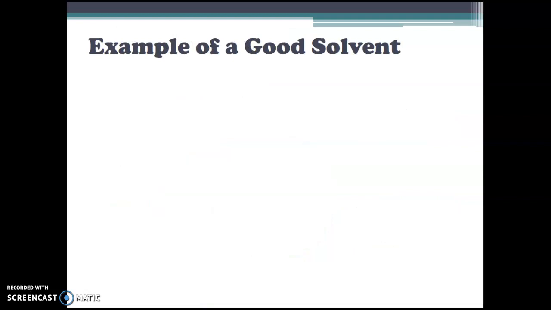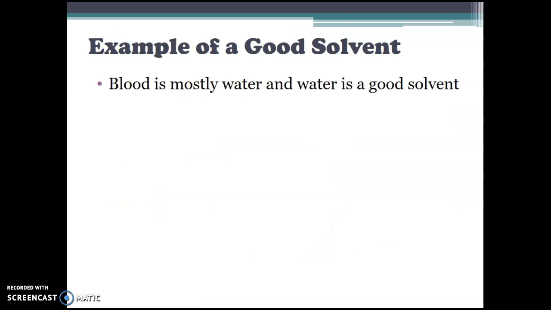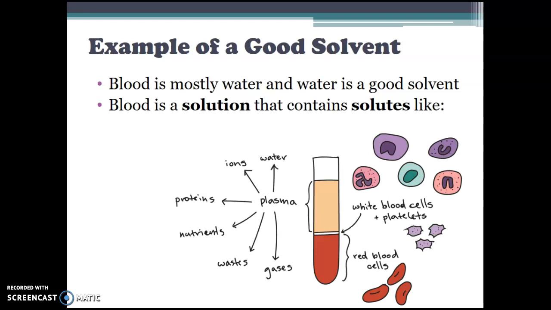An example of a really good solvent is our blood. Our blood is made mostly of water, which makes it a good solvent. Our blood can dissolve lots of materials, like salts, sugars, and proteins. These are important to be distributed around our body.